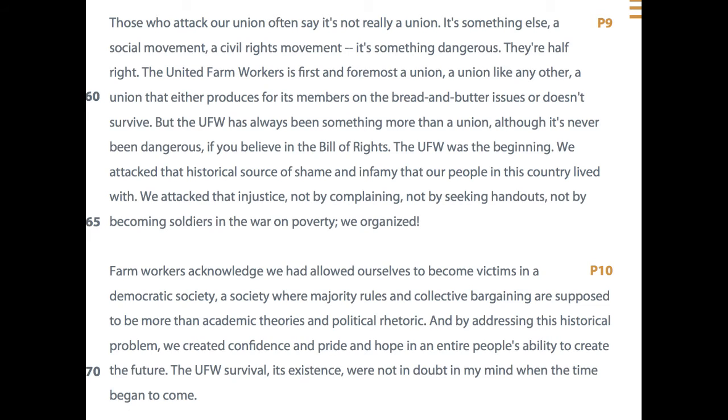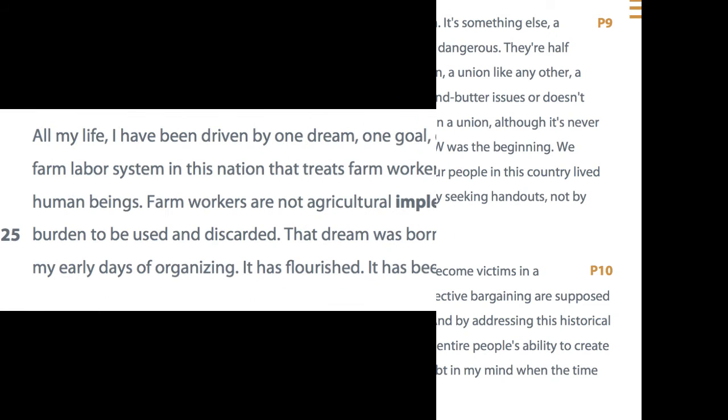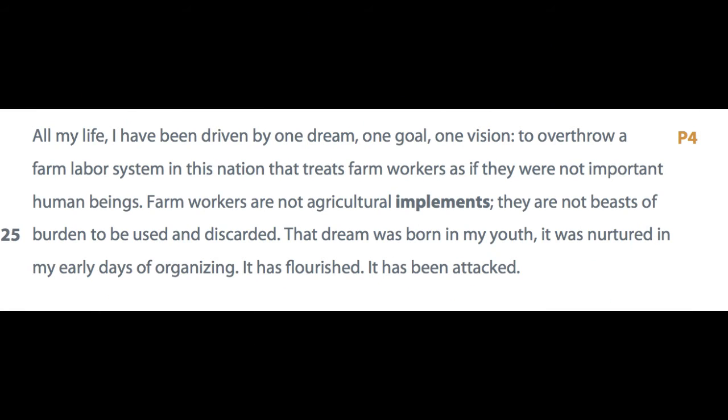You can see that Chavez suggests early in his address that organizing will play a role in the farm workers' response to exploitation when he says that it is his dream of overthrowing the farm labor system in his early days of organizing, which you can see in paragraph 4.